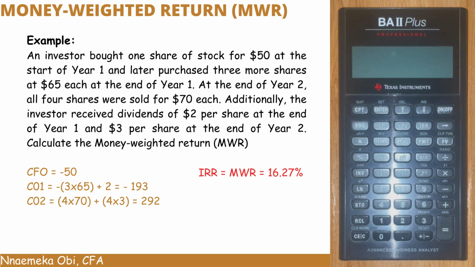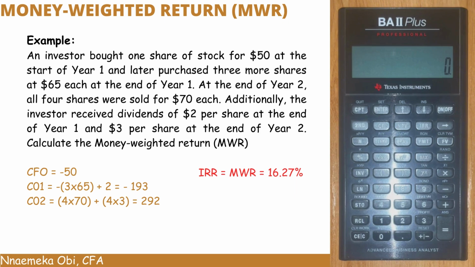Now at the end of year two, we are told that the investor sold all the shares for $70 each. So this is an inflow to the investor. 4 times 70 will give us 280. We are also told that the investor received a dividend of $3 per share at the end of year two. So all four shares paid a dividend of $3 each. 4 times 3 is 12. So 12 plus 280 will give us 292.